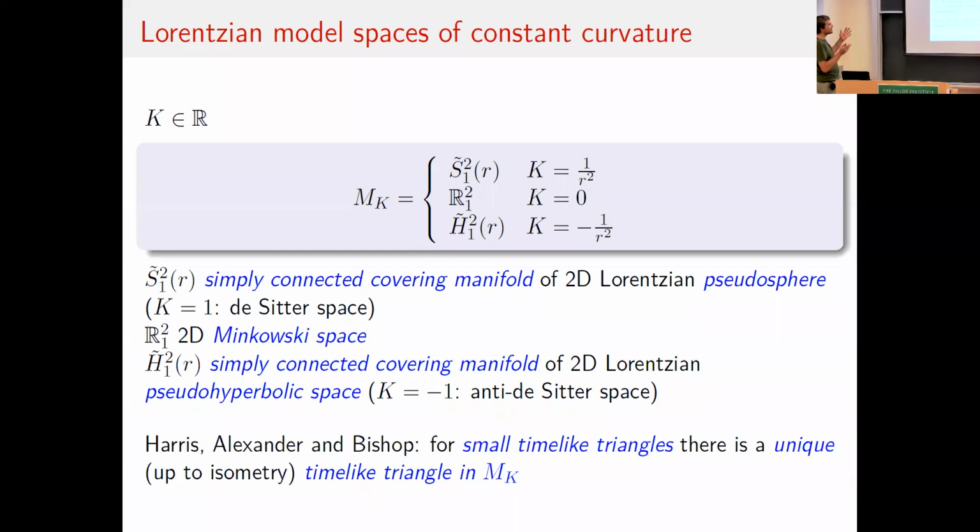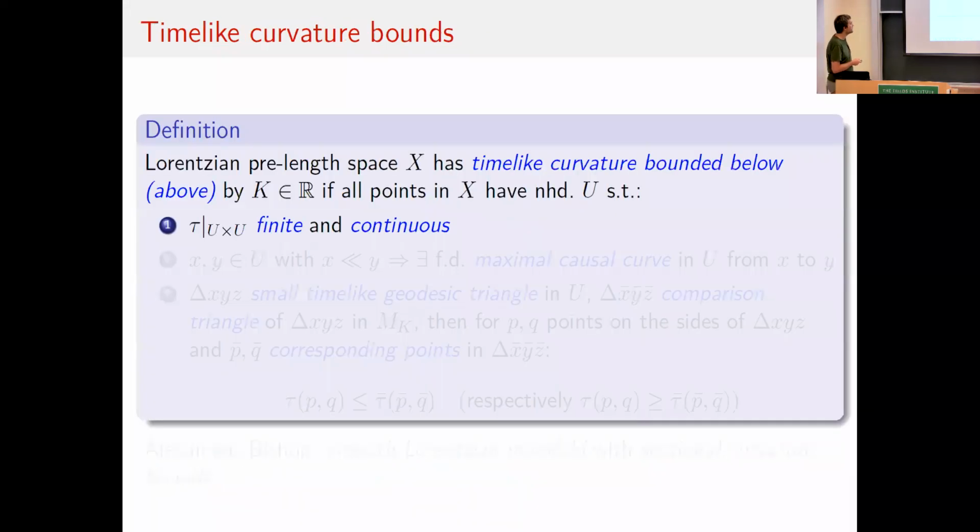So you look at triangles in these spaces and compare then the time separations of corresponding points. And Harris and Alexander Bishop showed that, if the side lengths are small enough, again depending on K, then there is a unique, up to an isometry of the model space, time-like triangle in M_K which realizes these distances, and of course the causal relations, because otherwise there cannot be a triangle with the same side lengths.